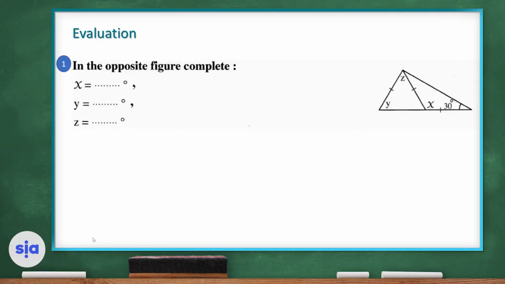Let's now move on to the evaluation part. In the opposite figure, complete each of the following. In this triangle, if this one is 30, this one is also 30. So x is 180, take away 30 plus 30. So the measure of angle x is 120 degrees. To find y will be 60 degrees, where z is also 60 degrees.